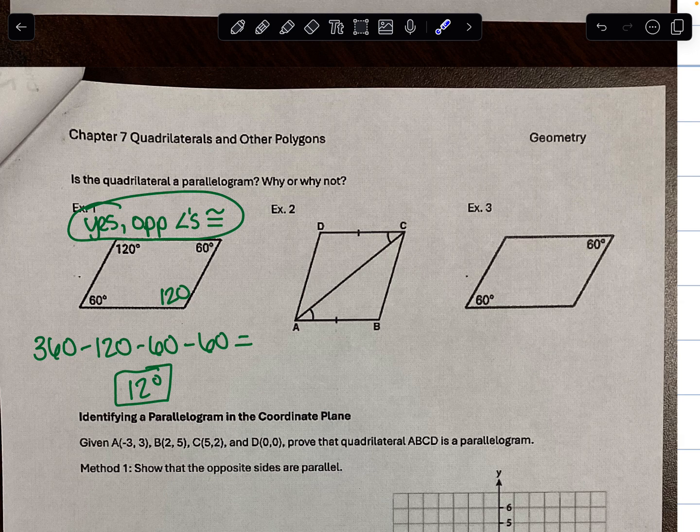Okay. So we know that these two are congruent, is it possible for us to say that these two are also parallel? What type of angles are these? Alternate interior. So what does that tell you about these two things? Good. So alternate interior angles give you that these are parallel. So we can say yes, one pair of opposite sides, congruent and parallel.